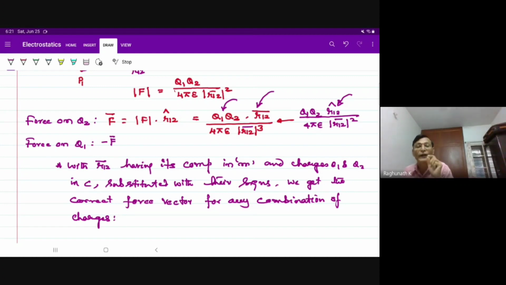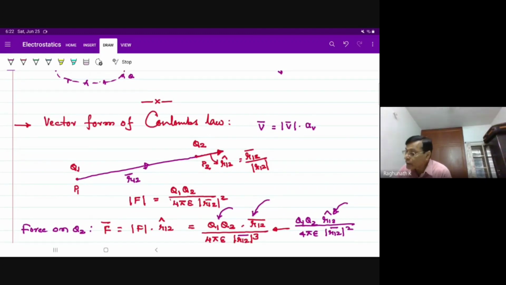They are all taken into the form. Any vector formula, whenever you use it, you have to substitute the sources with their signs. Very important point for us from now on. We always get it for a positive source. Assume a positive source, develop the formula, then substitute with the polarity or the sign. This is the vector form of Coulomb's law.